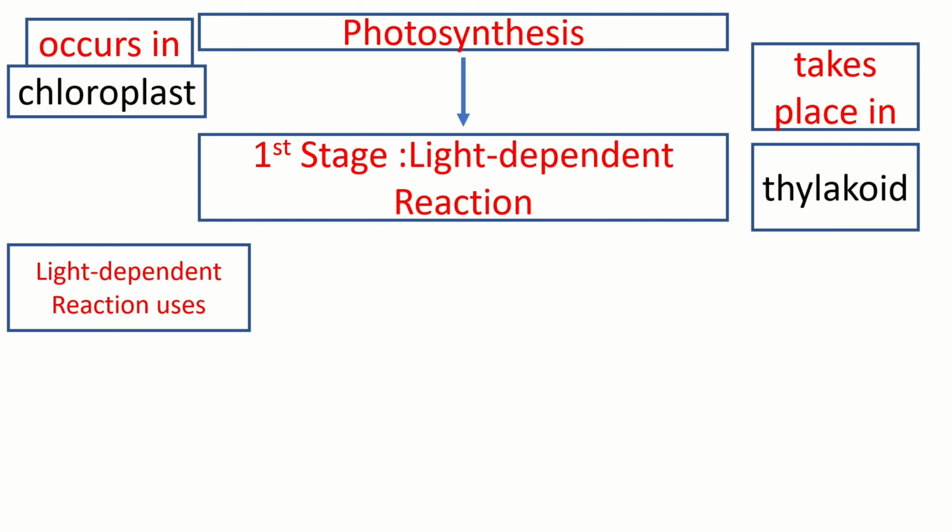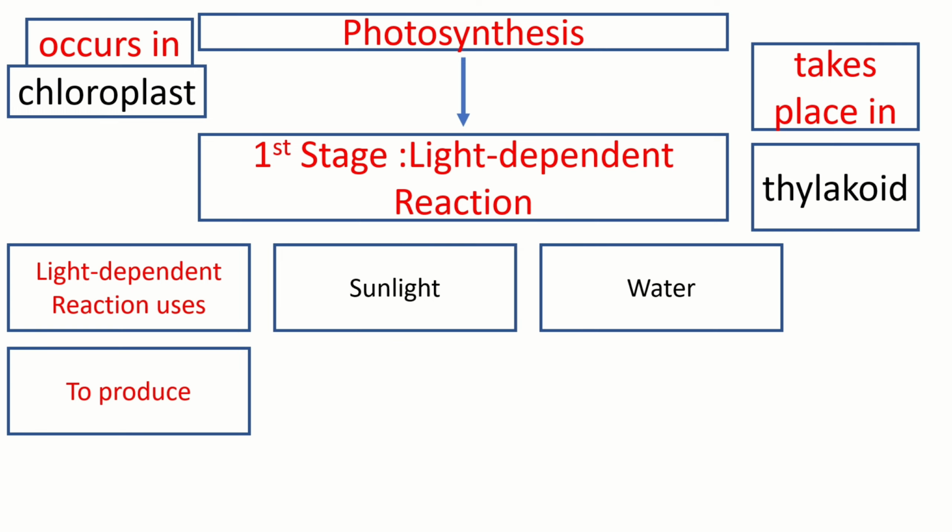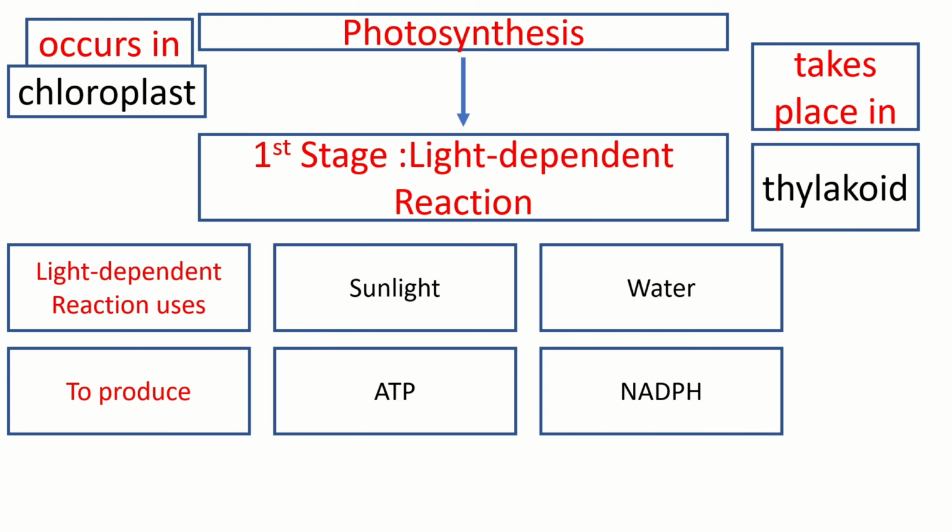The light-dependent reaction uses, so these are the reactants of light-dependent reaction: sunlight and water. And the products are adenosine triphosphate, the energy carrier molecule, and the NADPH, the electron carrier molecule. These products are needed in the second stage, which is the Calvin cycle. We will discuss that in another video. And the byproduct is the oxygen.